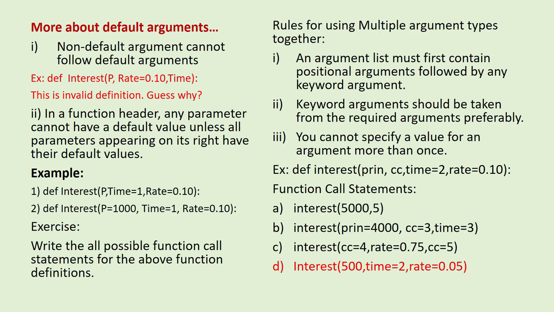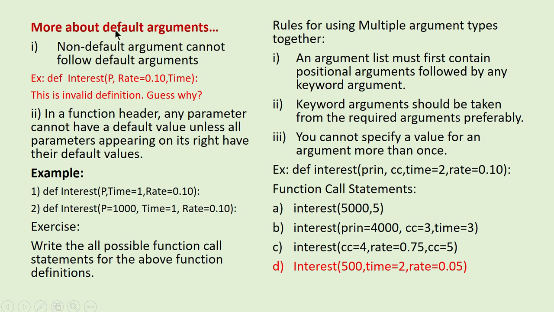The last concept that we are going to discuss in today's session is default arguments, and we are going to understand the rules while using different argument types together. First, let us talk more about default arguments. We have discussed three different types of parameter passing: required or positional argument, default argument, and keyword argument. For a default argument, the default value can be given in the function header.